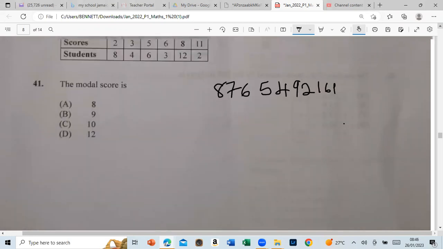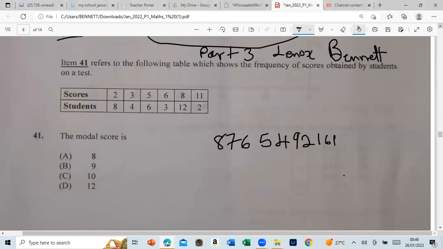So basically, the last one stopped at 40. So we're at 41, and it says item 41 refers to the following table, which shows the frequency of scores obtained by students on a test. And it says, what is the modal score? And this trips up a lot of students. Alright, so let us examine it.